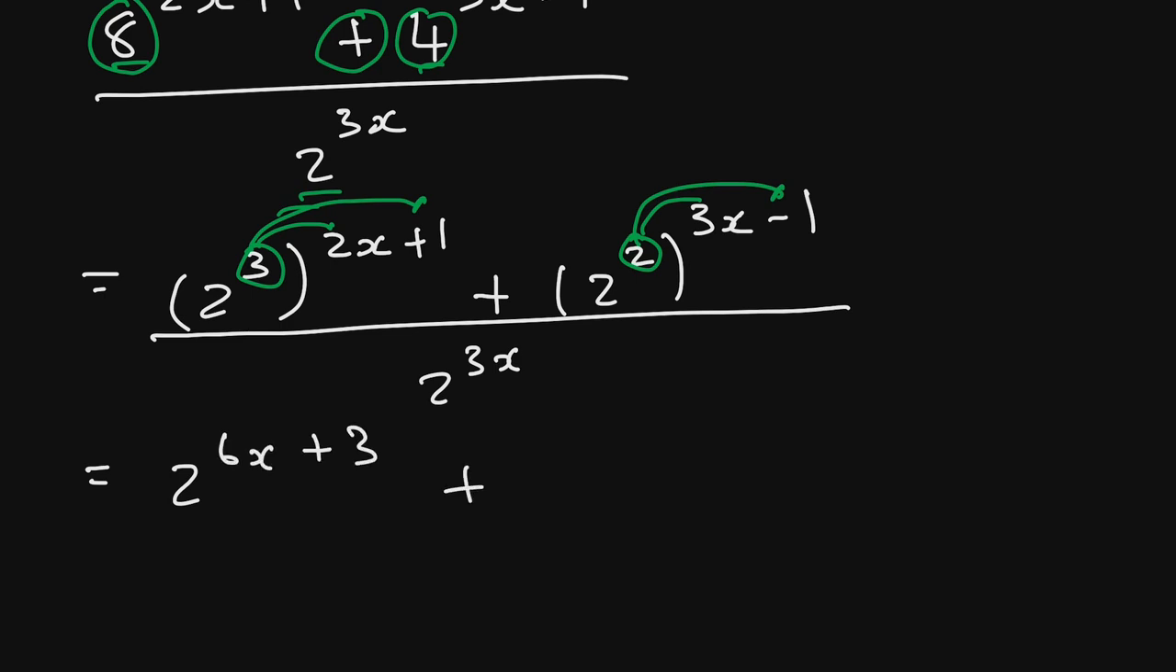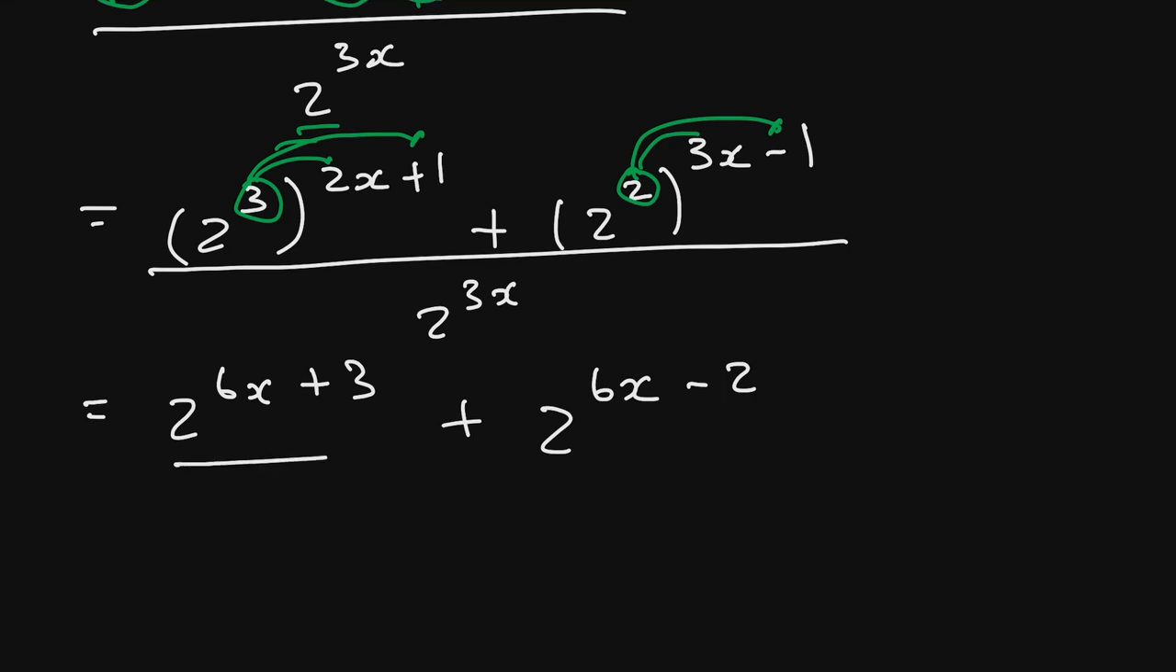Then we keep the plus there, and we have the 2, and then the very same thing will happen. 2 by 3x, that's going to be 6x, and therefore 2 by negative 1, that's going to be negative 2. And then all this is just divided by 2 to the power of 3x.